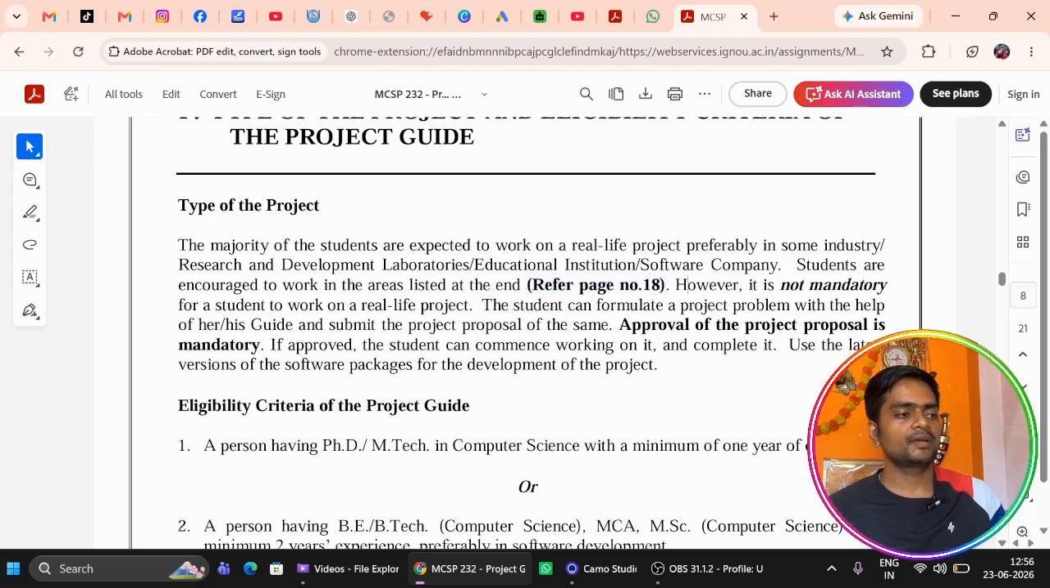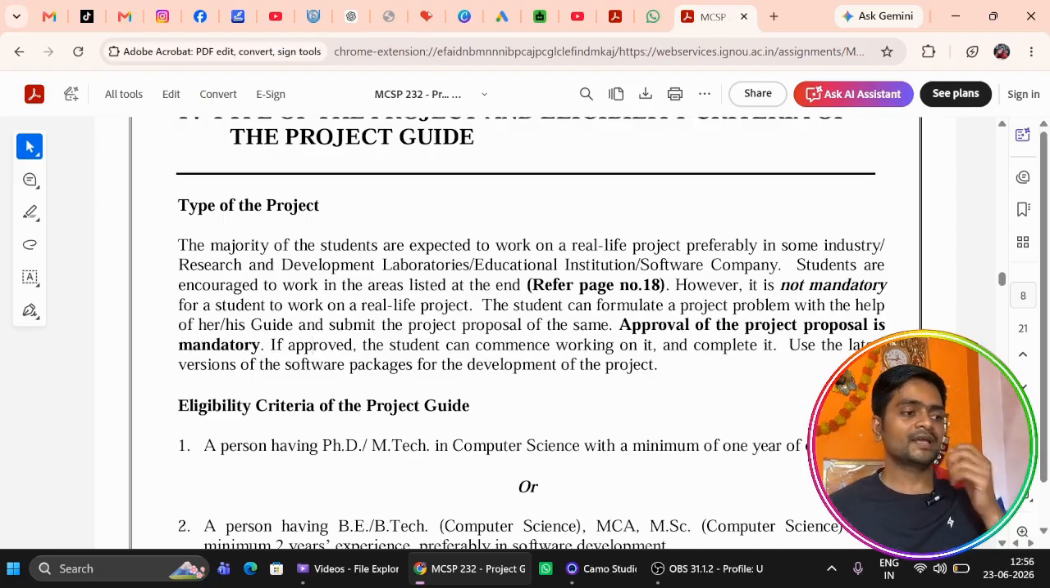However, it is not mandatory for a student to work on a real life project. The student can formulate a project problem with the help of his or her guide and submit the project proposal of the same. Approval of the project proposal is mandatory. If approved, the student can commence working on it and complete it. Use the latest version of the software package for the development of the project. So this is the basic thing that you have to understand.